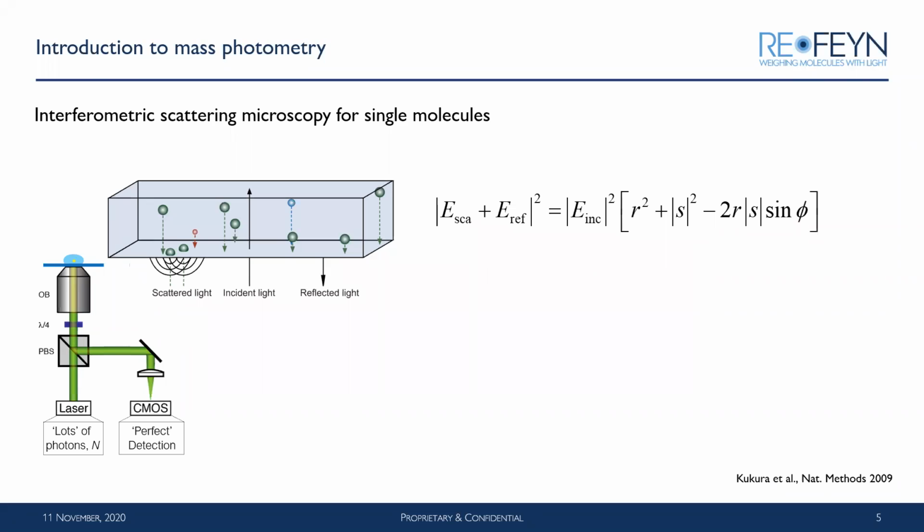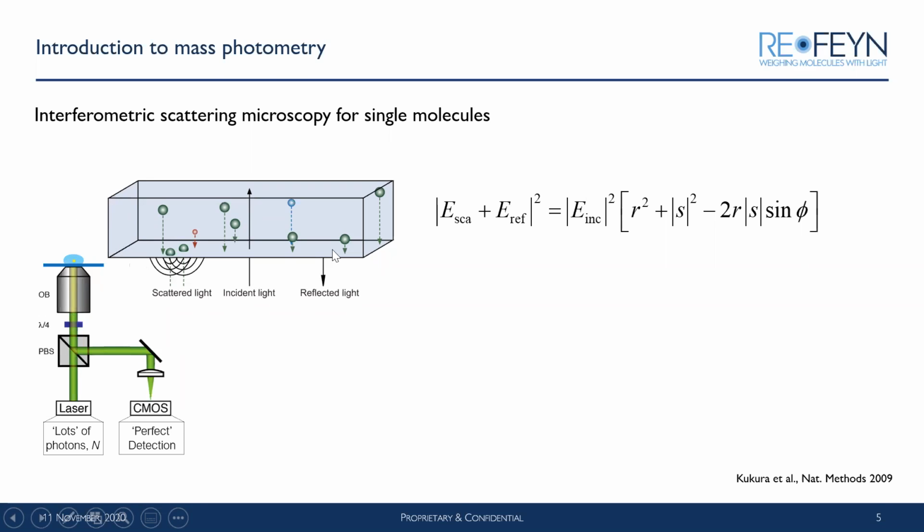If I give you a really short introduction to mass photometry, it is based on interferometric scattering microscopy, and it's for single molecules. And here is the basic setup of iSCAT, or interferometric scattering microscopy. You have a laser, you shine light on your sample, most of the light goes through, some of the light is reflected, and some of the light is scattered from scattering objects in the sample. You collect all the light that comes through from the sample, and you image it on the camera.